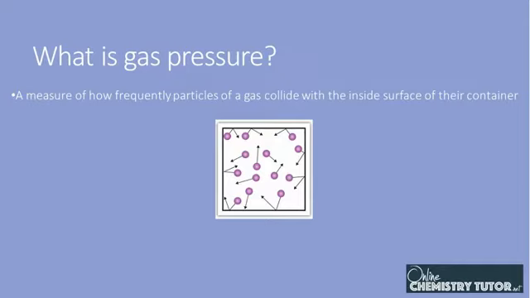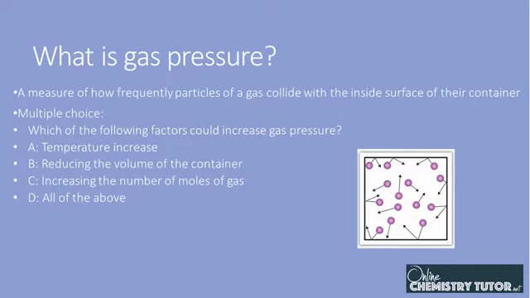Okay, so gas pressure is one of those things that's sometimes overlooked, but like I say, it's key to understanding the ideal gas law. Gas pressure is just a measure of how frequently the gas particles contained within a particular volume collide with the inside surface of their container. So you can think of pressure as collisions with the outside per second. There are things that you can do to increase how often the gas particles collide with that inside surface. So with this in mind, quick question for you.